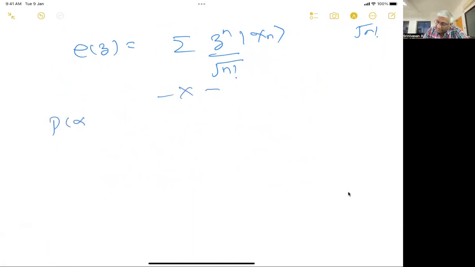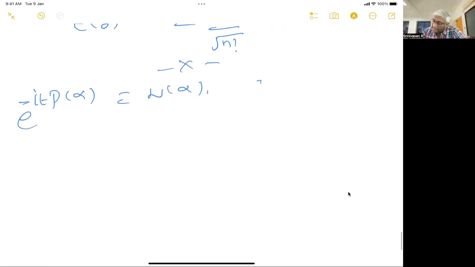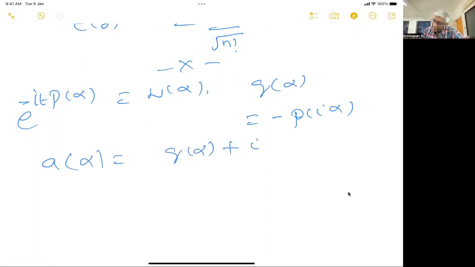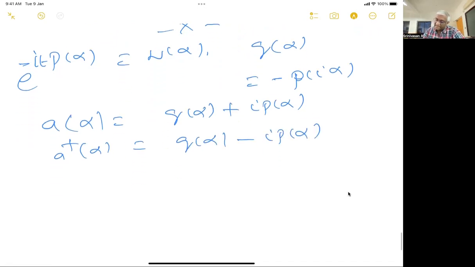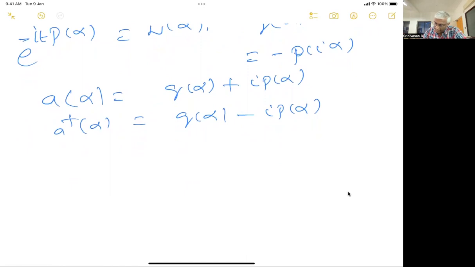See, we have P alpha. P alpha is something which is defined by I, T, W of alpha, right? Then you can define Q alpha equal to minus P of I alpha. Then the creation operator A alpha is defined by Q alpha plus I P alpha. And the annihilation operator A dagger alpha is given by Q alpha minus I P alpha. And the assignment last year was A alpha.